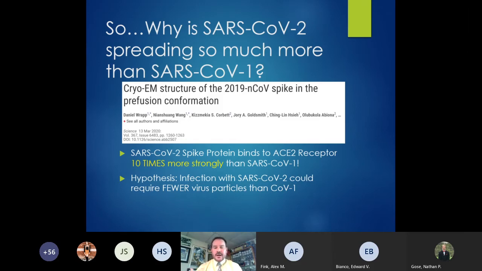This could imply that you need much fewer virus particles, fewer virions, in order to cause an infection with SARS-CoV-2 as opposed to CoV-1. So this could be, again, an indication of why we're seeing so much more spread with this particular virus than we did with CoV-1.